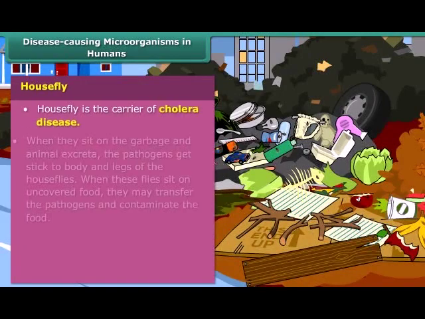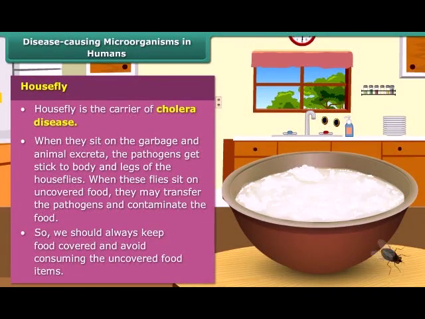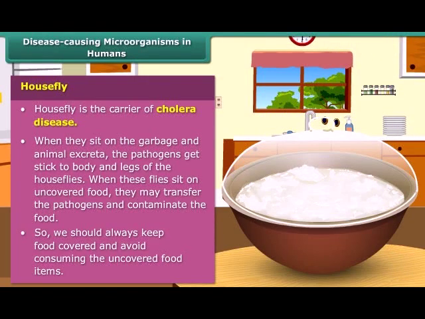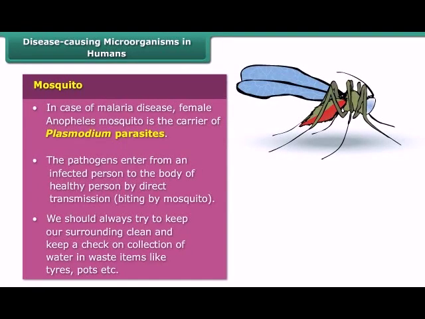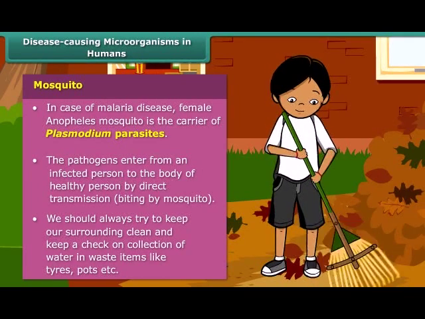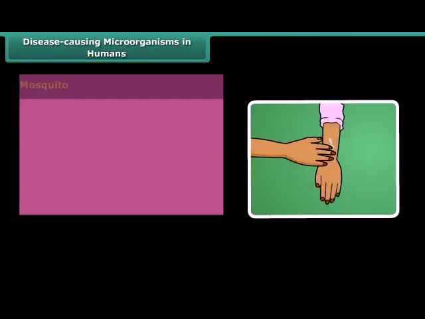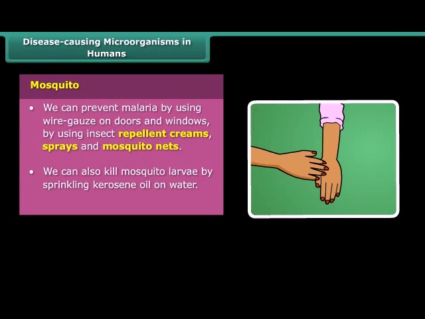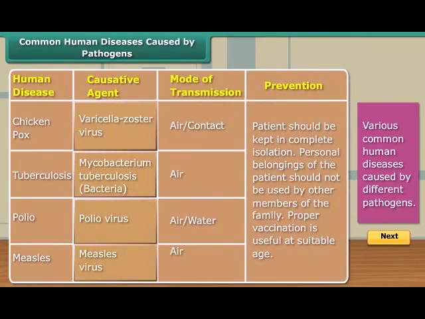In cholera disease, the housefly is the carrier of many pathogens. To prevent cholera, we should always keep food covered and avoid consuming uncovered food items. In malaria disease, the female Anopheles mosquito is the carrier of Plasmodium parasites. We should use repellent creams, sprays, and mosquito nets to prevent malaria. Here is a list describing various common human diseases caused by different pathogens.